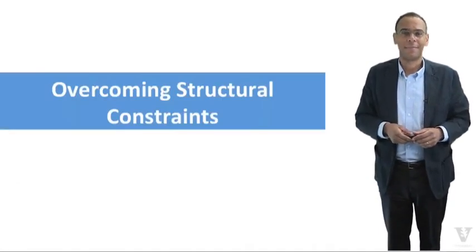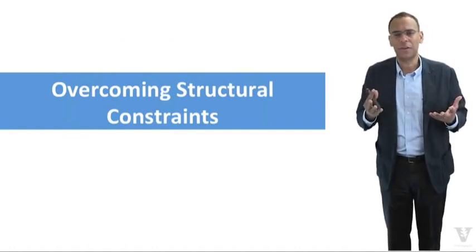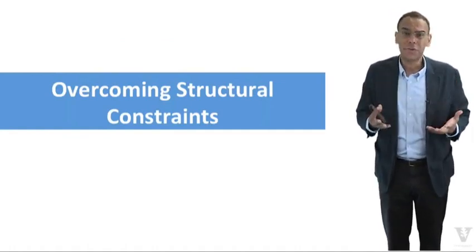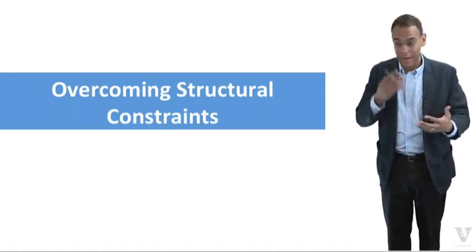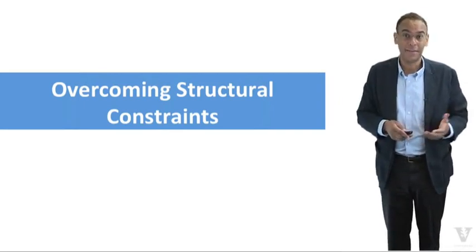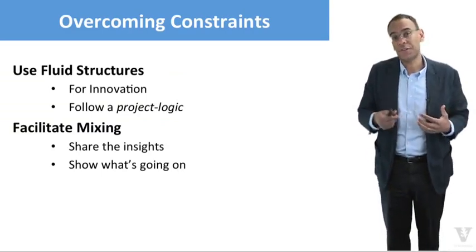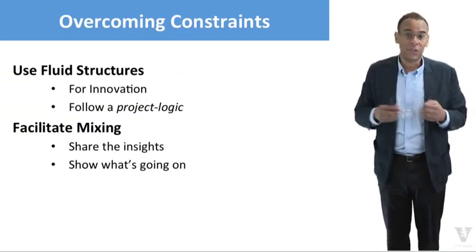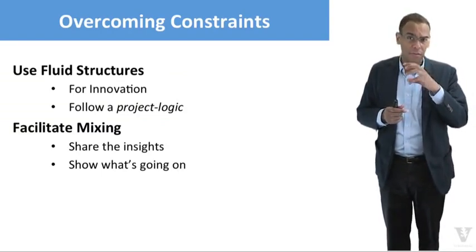Okay. So how do we overcome these structural constraints in organizations? If we're going to have large organizations, we have to have structure. If we're going to have small organizations, we have to have structure. We have to coordinate our behaviors. We have to understand how we're going to be together, right? Well, one thing we can do is use more fluid structures. Network organizations, and what I would offer is, think about project organizations.